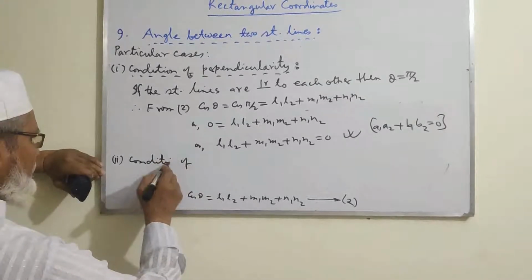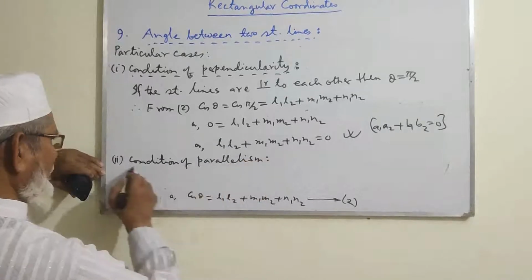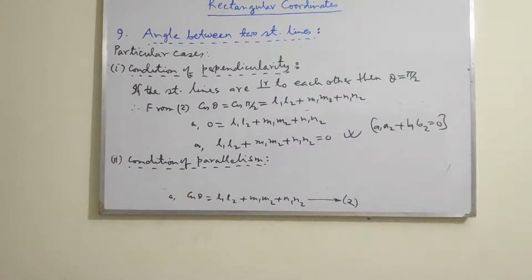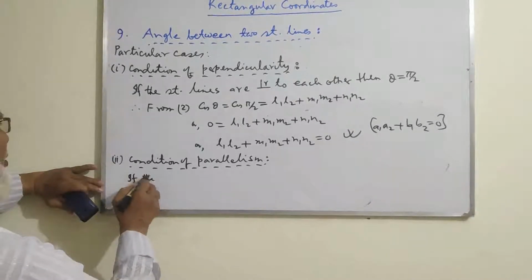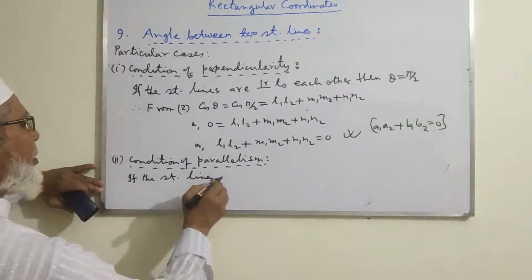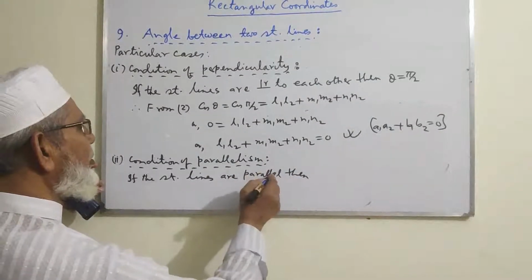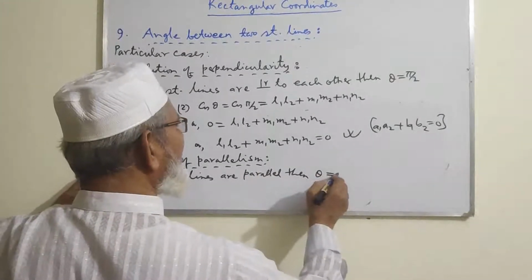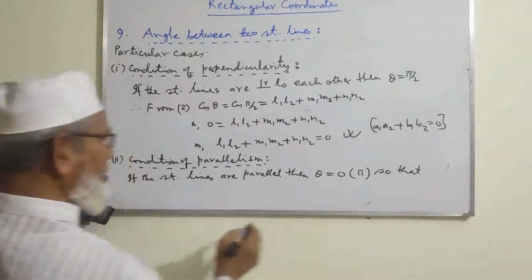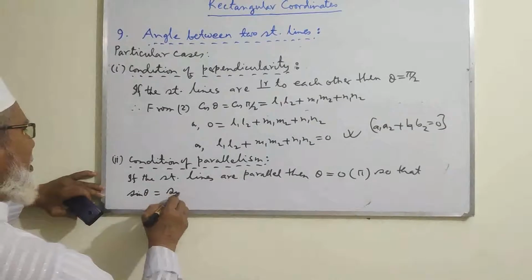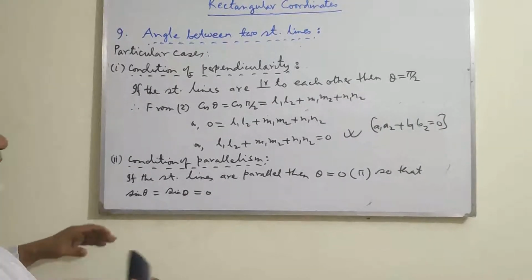Condition of parallelism. If the straight lines are parallel, then theta is 0 or pi, so that sin theta is sin 0, which is 0.